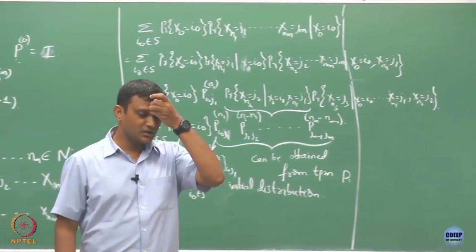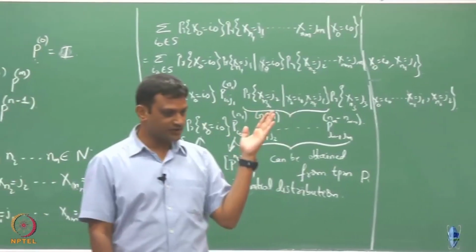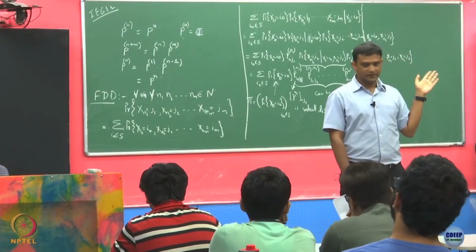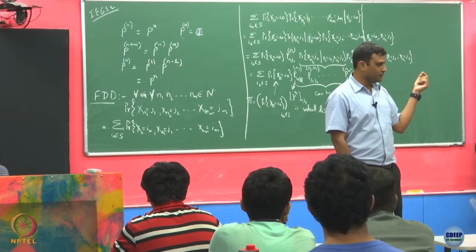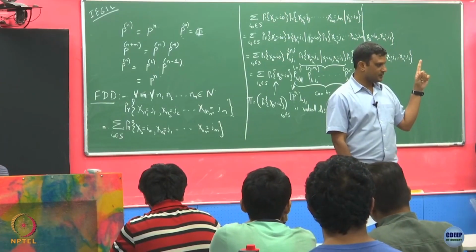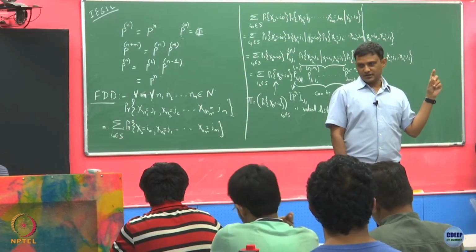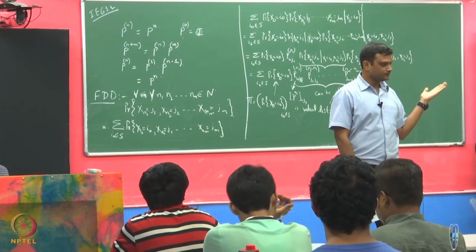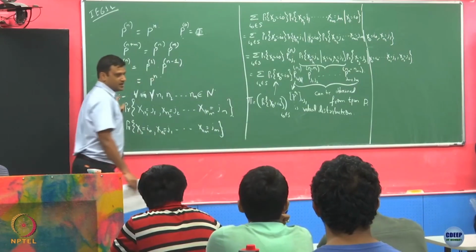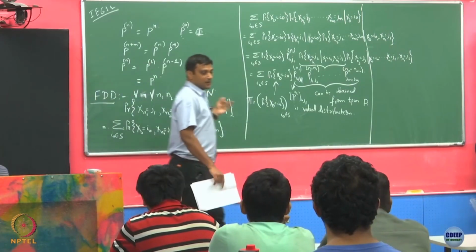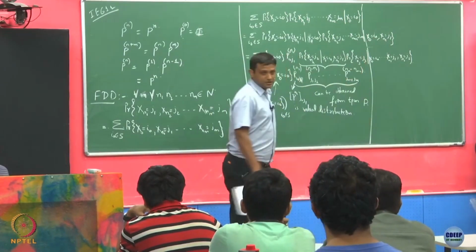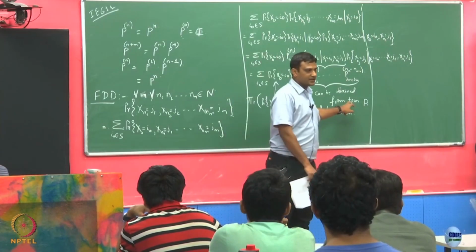Now contrast this with an IID process. When you have an IID process, to completely define it, what I needed to tell you is just one distribution, that one distribution that is common across all the random variables. But here, to completely describe a time homogeneous Markov chain, I need to tell you two things: its initial distribution and its transition probability matrix.